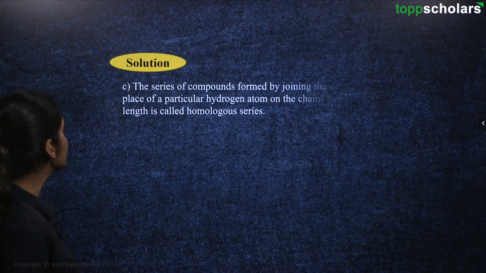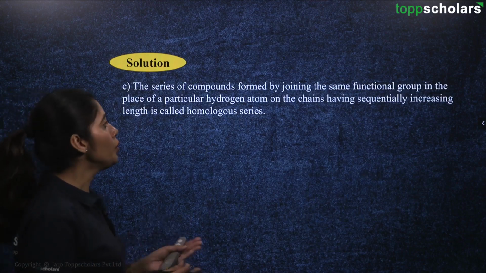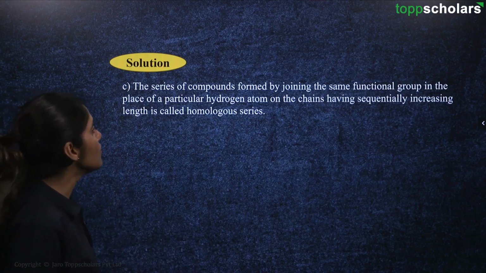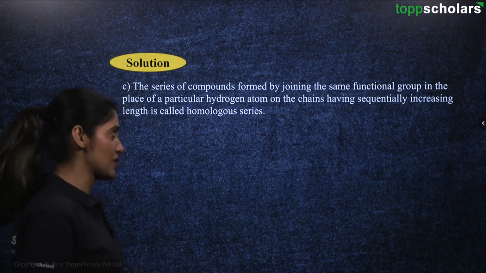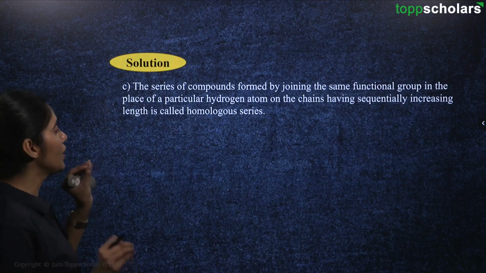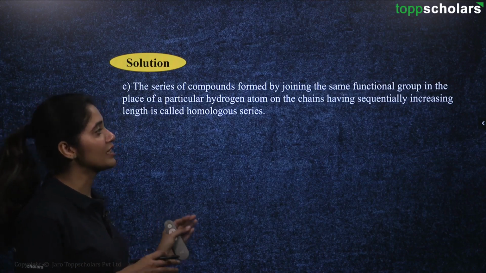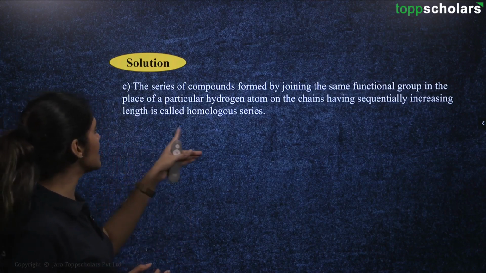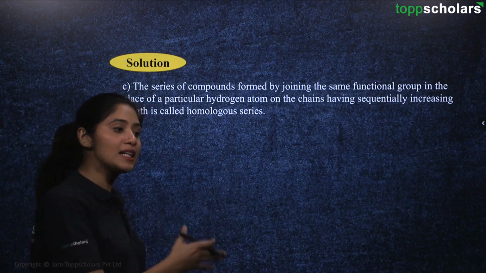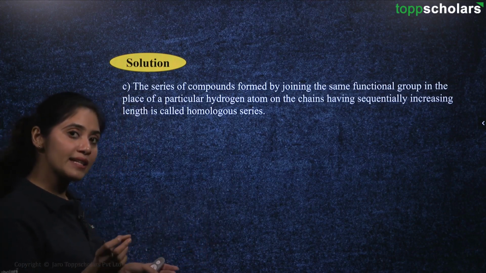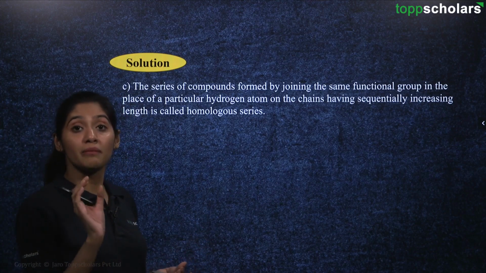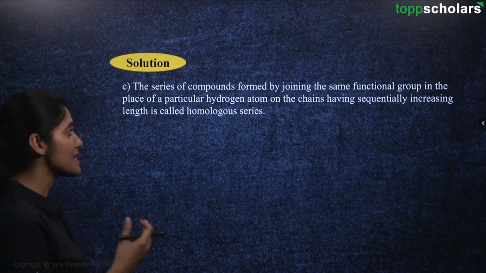Now, what else? C, what is homologous series? The series of compounds formed by joining the same functional group in the place of a particular hydrogen atom on the chains having sequentially increasing length is called homologous series, right? So the chain is increasing, but the functional group remains the same. So that is a homologous series.